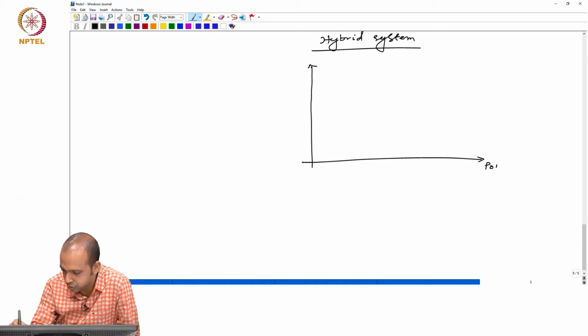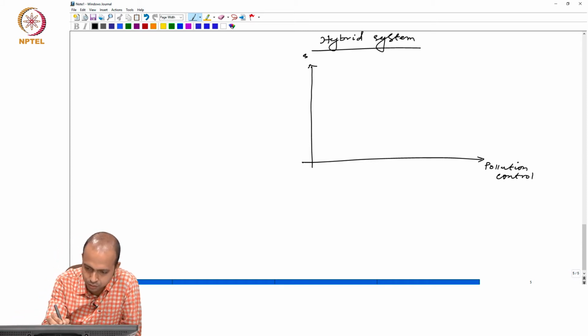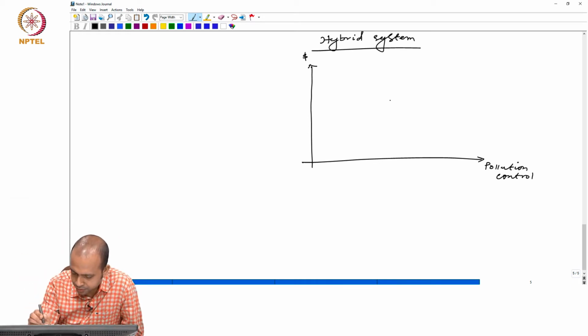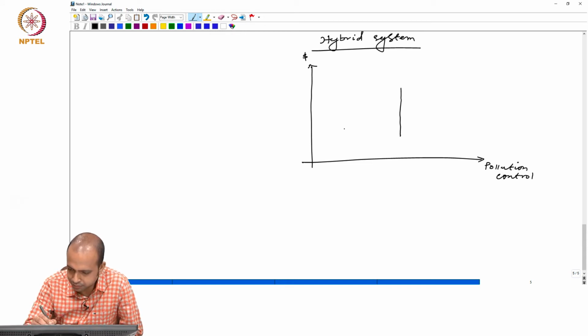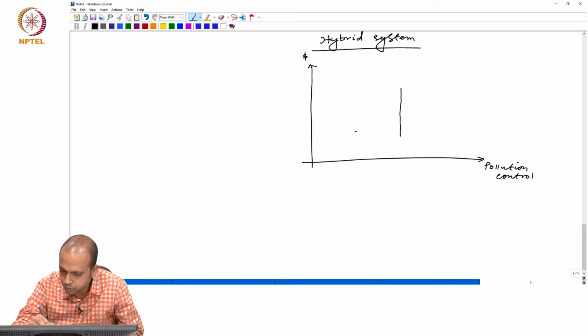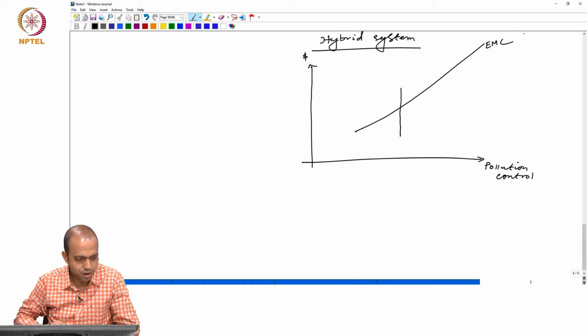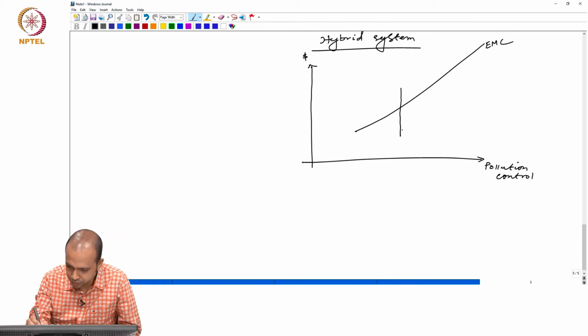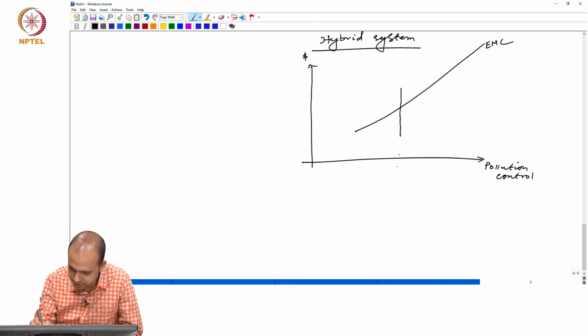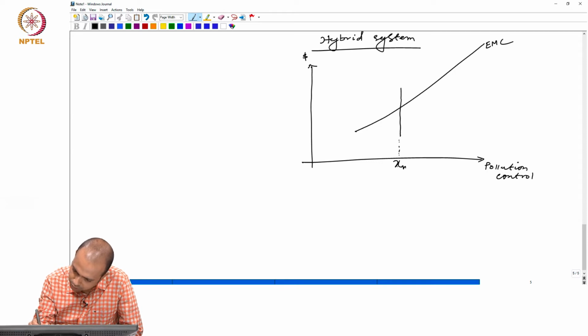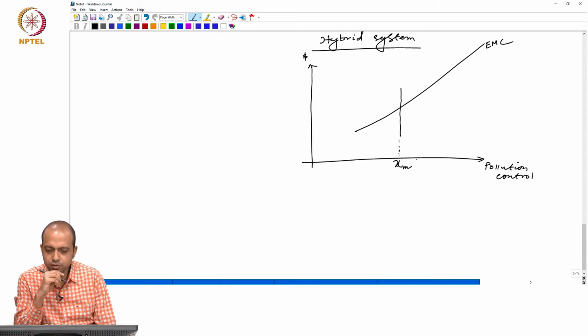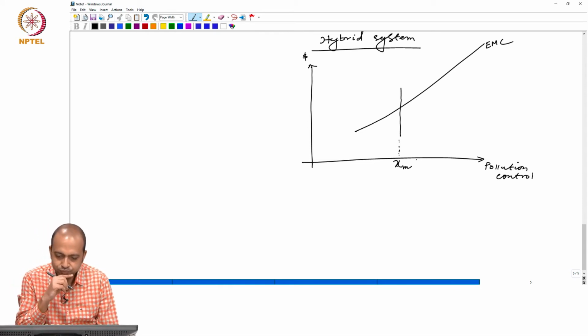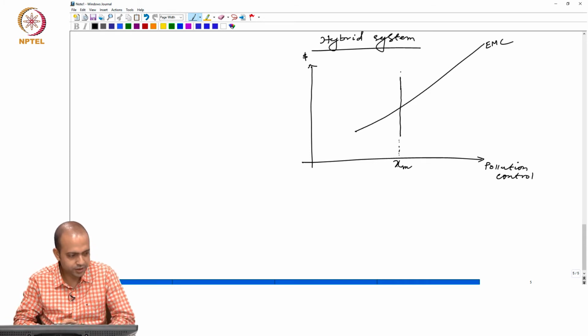So, here it is pollution control. And here it is dollar. Okay. Let us say that this is basically your EMC, expected marginal cost, and XM is the permit.